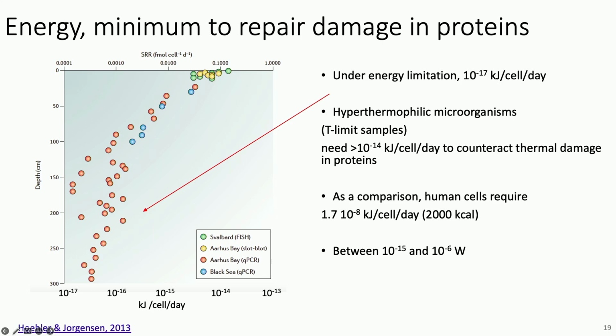I chose this example to show you that under energy-limiting conditions, a cell basically would need approximately 10 to the minus 70 kilojoules per day. To give you an example, that corresponds to a cell respiring 1 mole of sulfate every day for 30 years. So it's very, very little. So never forget that in this deep part of the earth, the cells have some activity, but they don't necessarily have a very intense activity.